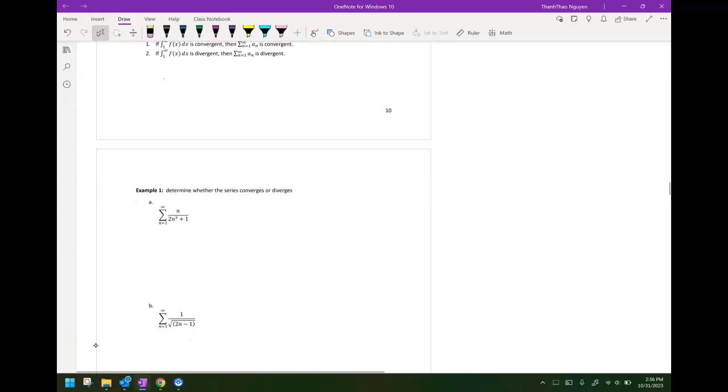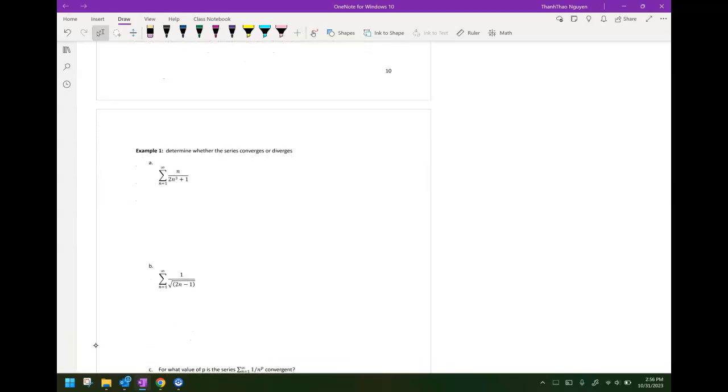Example 1. Determine whether the series converges or diverges. The sum from n equals 1 to infinity of n divided by 2n to the third plus 1. So let's consider the function. Let f of x equal x divided by 2x to the third plus 1. And let's calculate the integral from 1 to infinity of x over 2x to the third plus 1 dx.